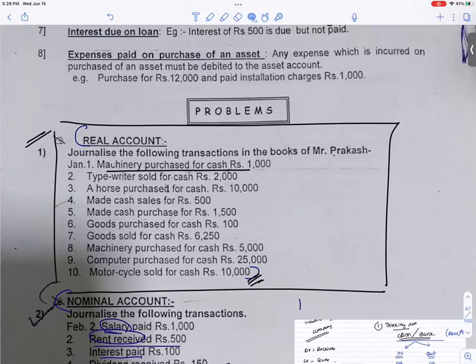Machinery purchased for cash 1,000. Is it machinery debit, cash credit 1,000? Yes, it is machinery debit, cash credit 1,000. Why did I use the word machinery? Because if you purchase an asset, you will use the name of the asset. Only if it is goods, you will use the word purchases or sales. Am I clear? Now I want you to take 5 to 6 minutes and write the answers for these 10 entries. Ask me if you're getting stuck.